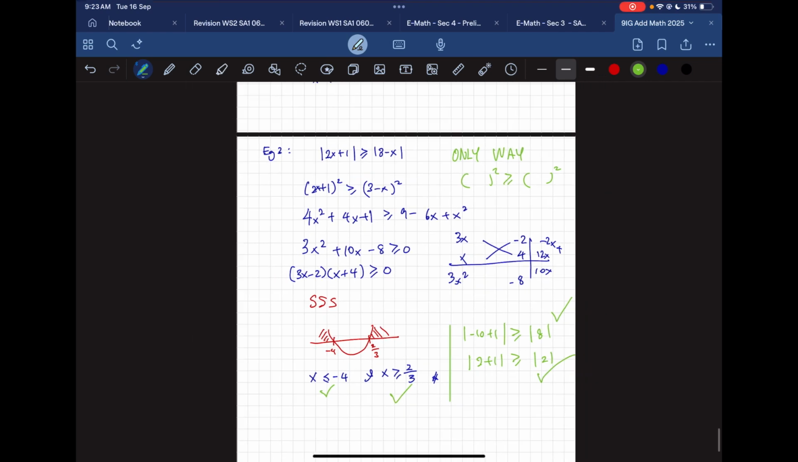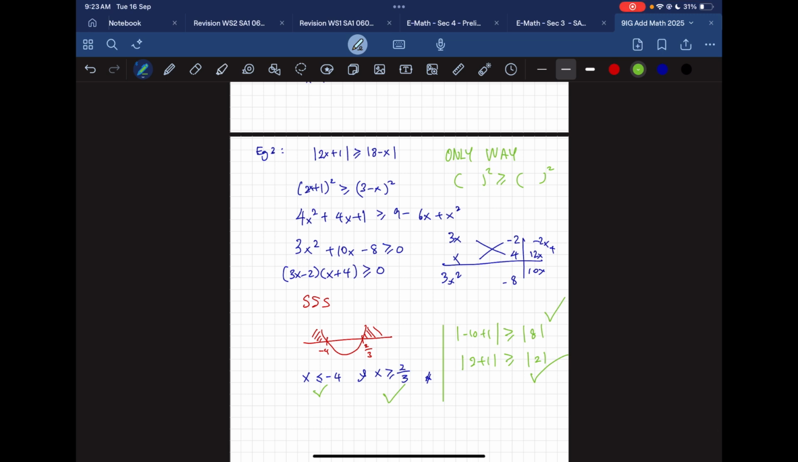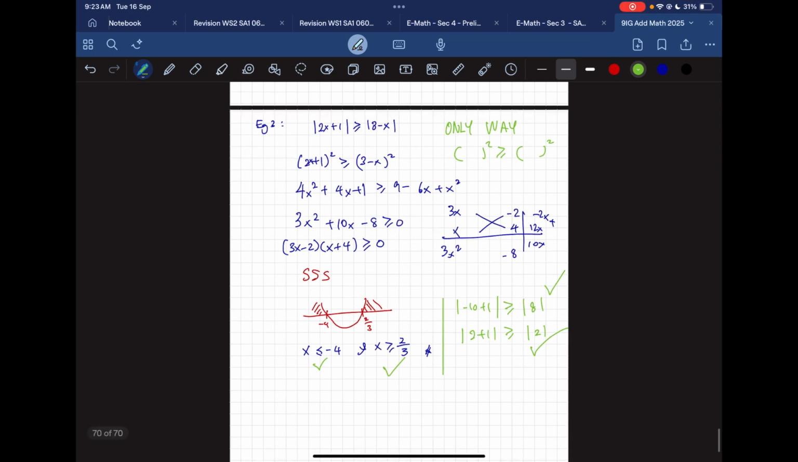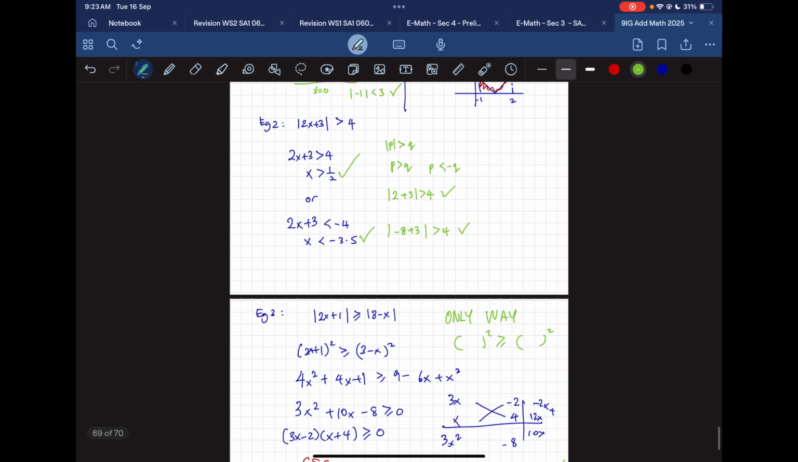All right, so I hope this summarizes what we need to do to solve modulus inequalities. Sometimes we can square both sides to make it quadratic, or we apply the rules.